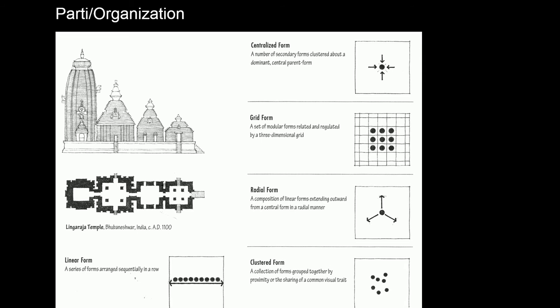When you look at buildings, you're going to look at them and say, oh yeah, there's a clustered arrangement, or a centralized arrangement of spaces at one end of that structure. So here's an example of a temple in India, and this is an example of a linear arrangement, right? There are a series of spaces that are arranged in this line.